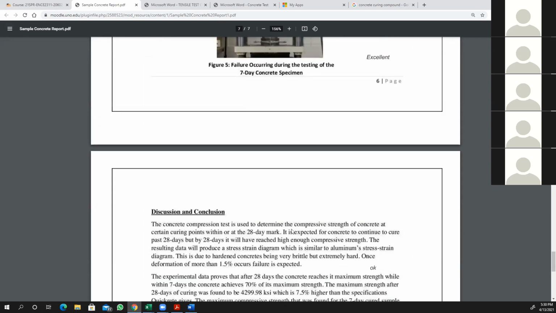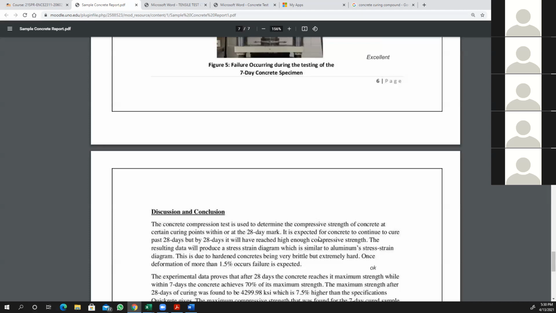The concrete compression test is used to determine the compressive strength of concrete at certain curing conditions within the 28-day mark. Perfect. Mention the curing conditions, temperature, humidity, not in detail, but I assume that he already knows how temperature and humidity affect the concrete compressive strength. Correct? This is the one point that he made. Austin, right? Yes, sir.